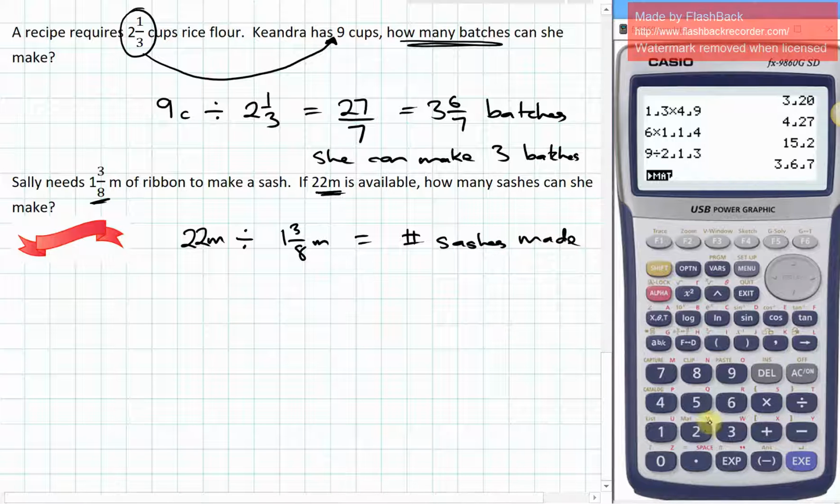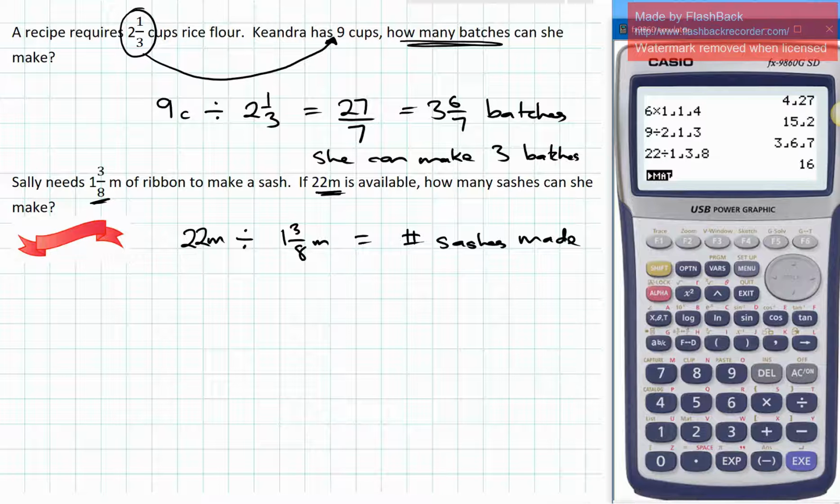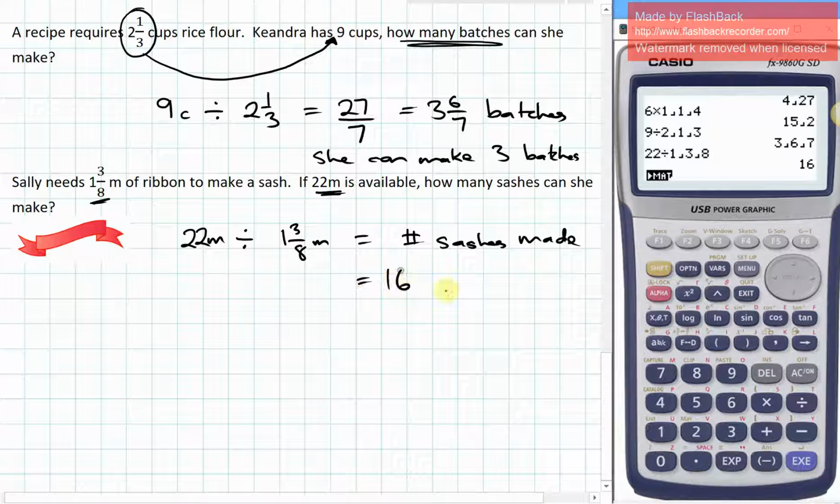Okay, so straight to the calculator, 22 divided by 1 3/8, equals 16 sashes. So with word problems, you want to think about practically what is happening, and then you need to come up with a mathematical statement and then solve it.